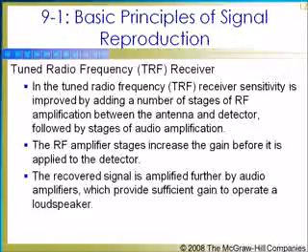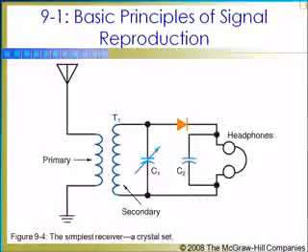In the tuned radio frequency receiver, sensitivity is improved by adding a number of stages of RF amplification between the antenna and detector, followed by stages of audio amplification. The RF amplifier stages increase the gain before the signal is applied to the detector. The recovered signal is amplified further by audio amplifiers, which provide sufficient gain to operate a loudspeaker. This is a sample illustration of a crystal set.